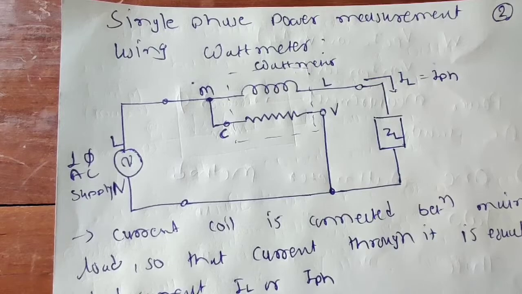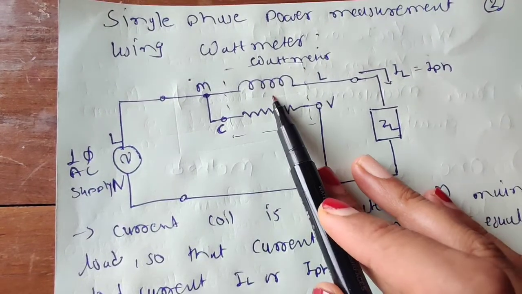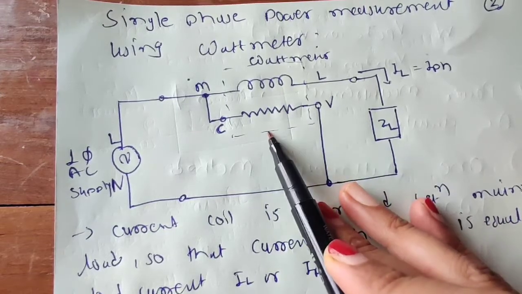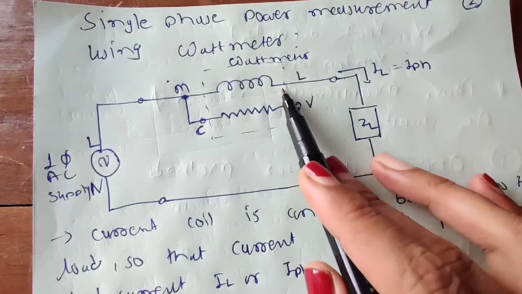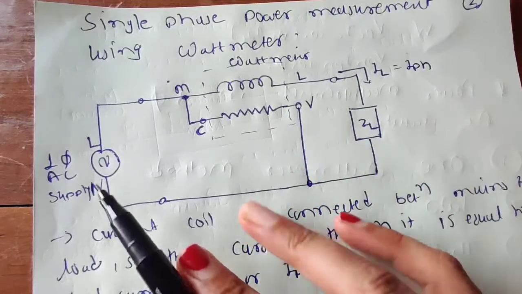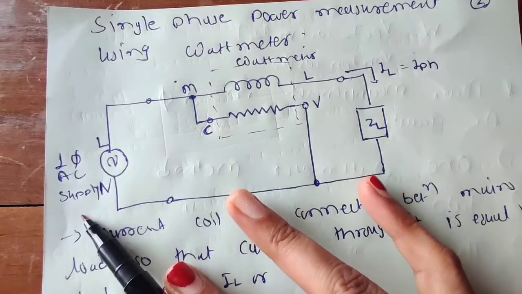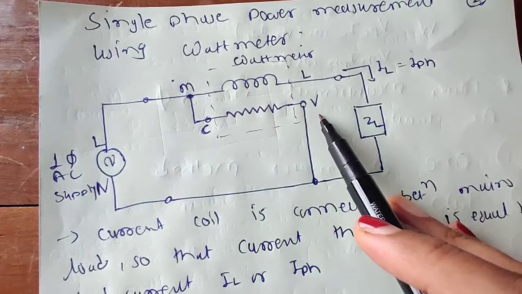Okay, now kindly consider this particular diagram. Here this is a current coil, this is your voltage coil. This is your load, that is directly connected in series with the current coil. Now we are using a single phase AC supply. This is your mains, this is your load, this is your common, and this is your voltage.